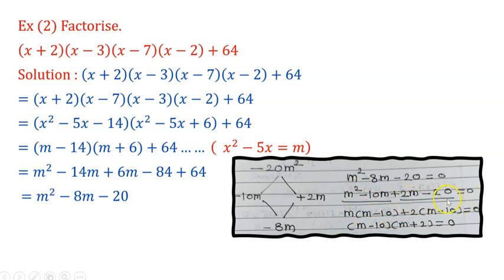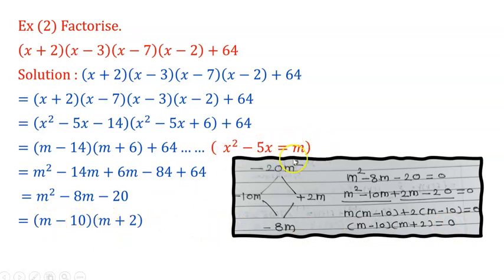We take only the number, that is 2. 20 can be written as 2 into 10. Take the 2 as a common. Then in bracket you will get here m minus 10, bracket complete, is equal to 0. M minus 10 common. Then in remaining terms in the next bracket, that is m plus 2, equals 0. And hence the factors are in first bracket m minus 10 into second bracket m plus 2.